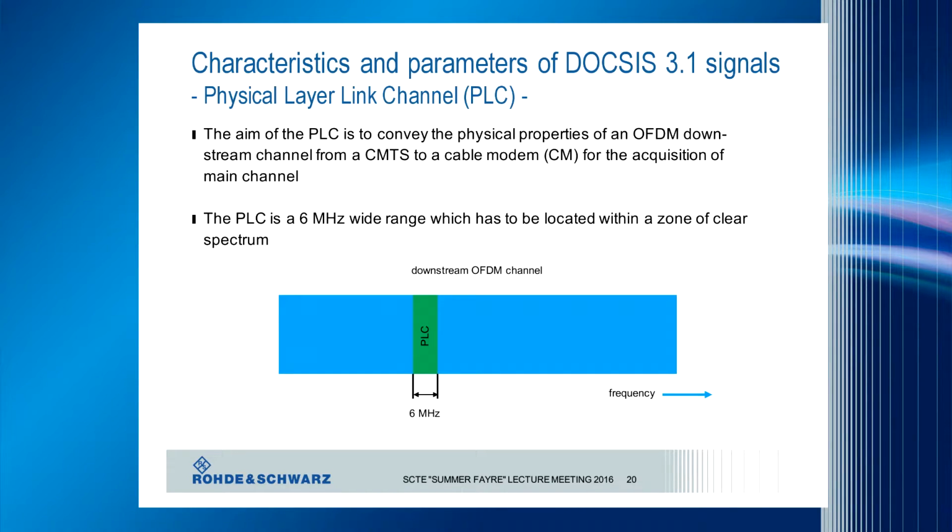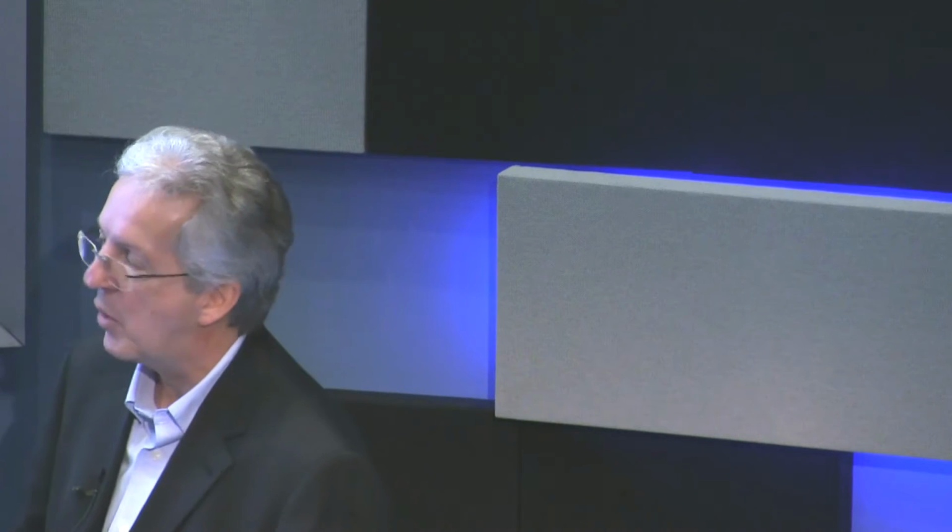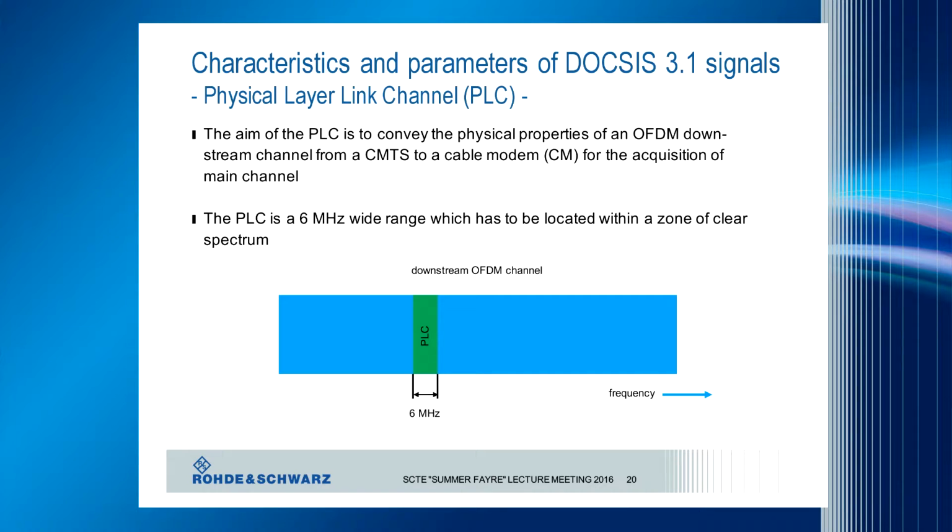A new parameter in DOCSIS 3.1 is the PLC. It means a physical layer link channel is defined, which gives the modem the information about the modulation schemes and the different profiles which are used. The PLC has to be located on a clear spectrum. This is recommended because the PLC carries very important information for the cable modem. And if you locate a PLC on a frequency which is disturbed or interfered with by other kinds of signals, of course that could cause some trouble.